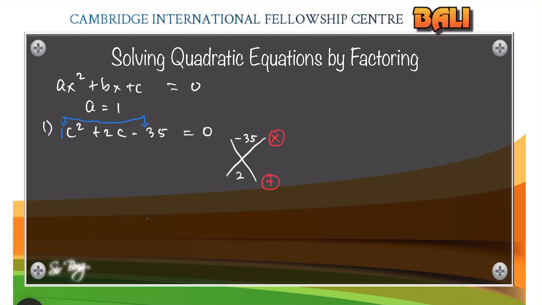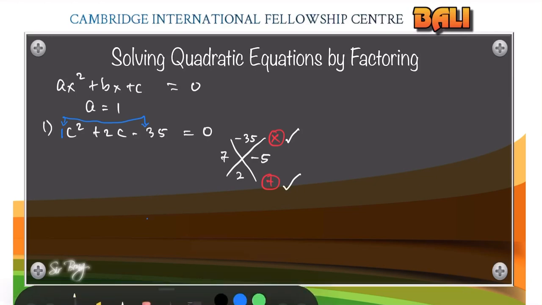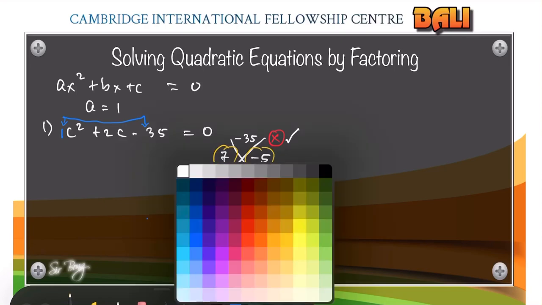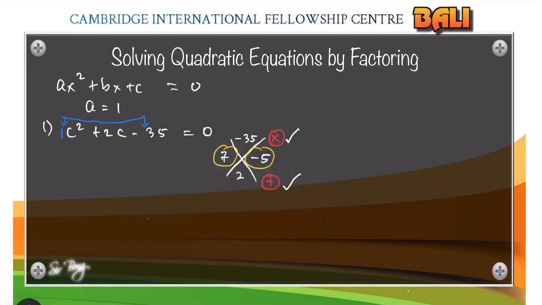So the question is, what are the factors of minus 35 that will give you a positive 2 as its combination? We have positive 7 and negative 5. 7 times negative 5 is minus 35, check, and 7 plus negative 5 is positive 2, check. So these are the two factors that we are going to use, 7 and negative 5. Since the leading coefficient is just 1, right away we can just get the factors. So this is c plus 7, c minus 5, equal to 0.